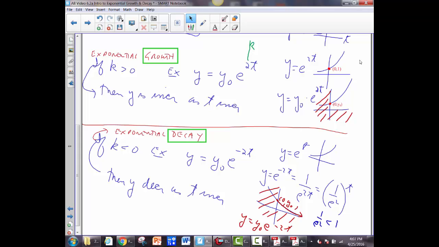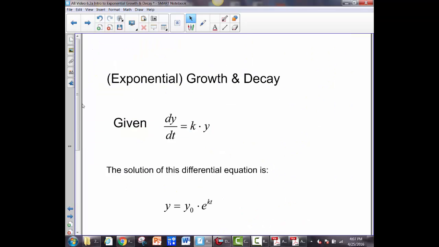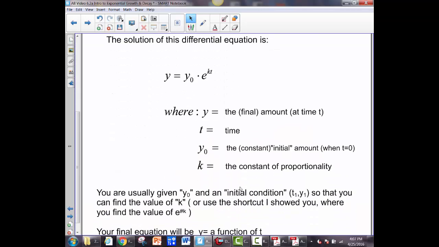Okay, but for exponential decay, which happens with radioactive material, you'll start with a certain amount and it will decay, but it's never going to become a negative amount, so it'll approach 0 as t grows. So again, one more time, dy/dt equals ky becomes y equals y0 times e to the kt.